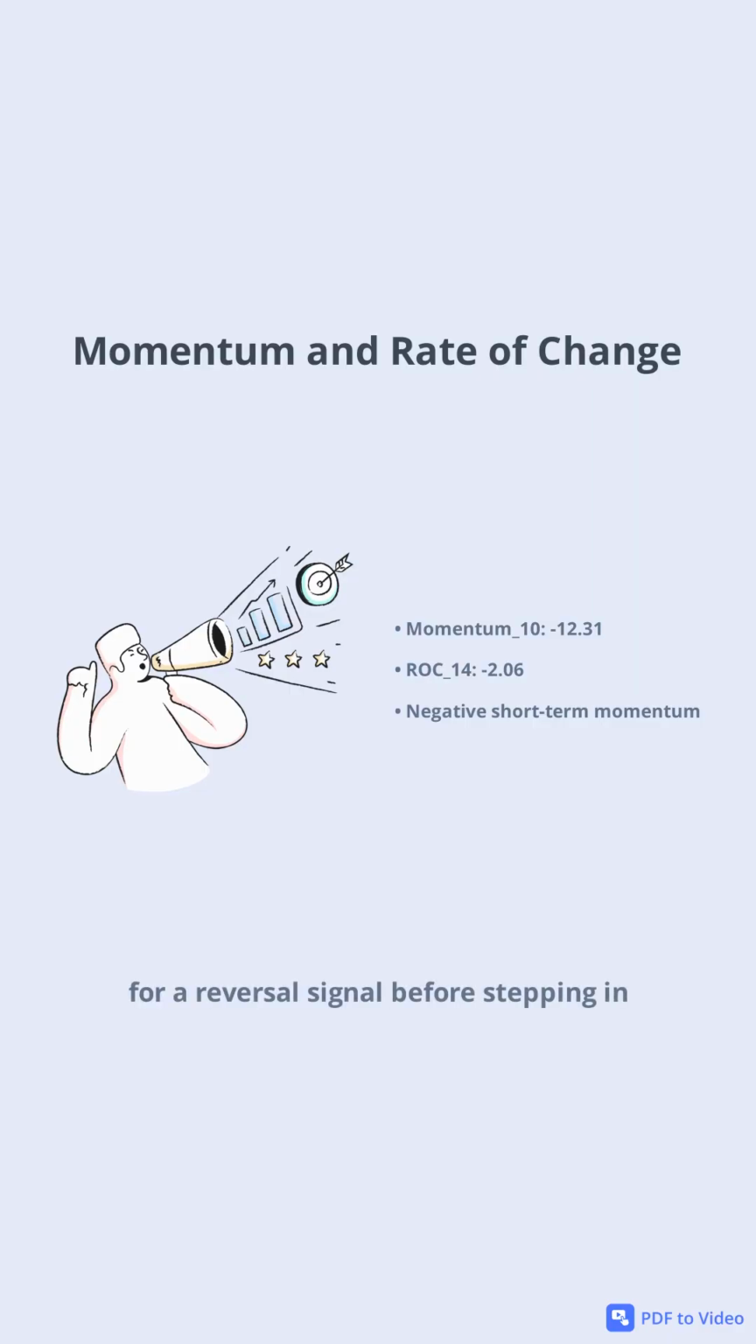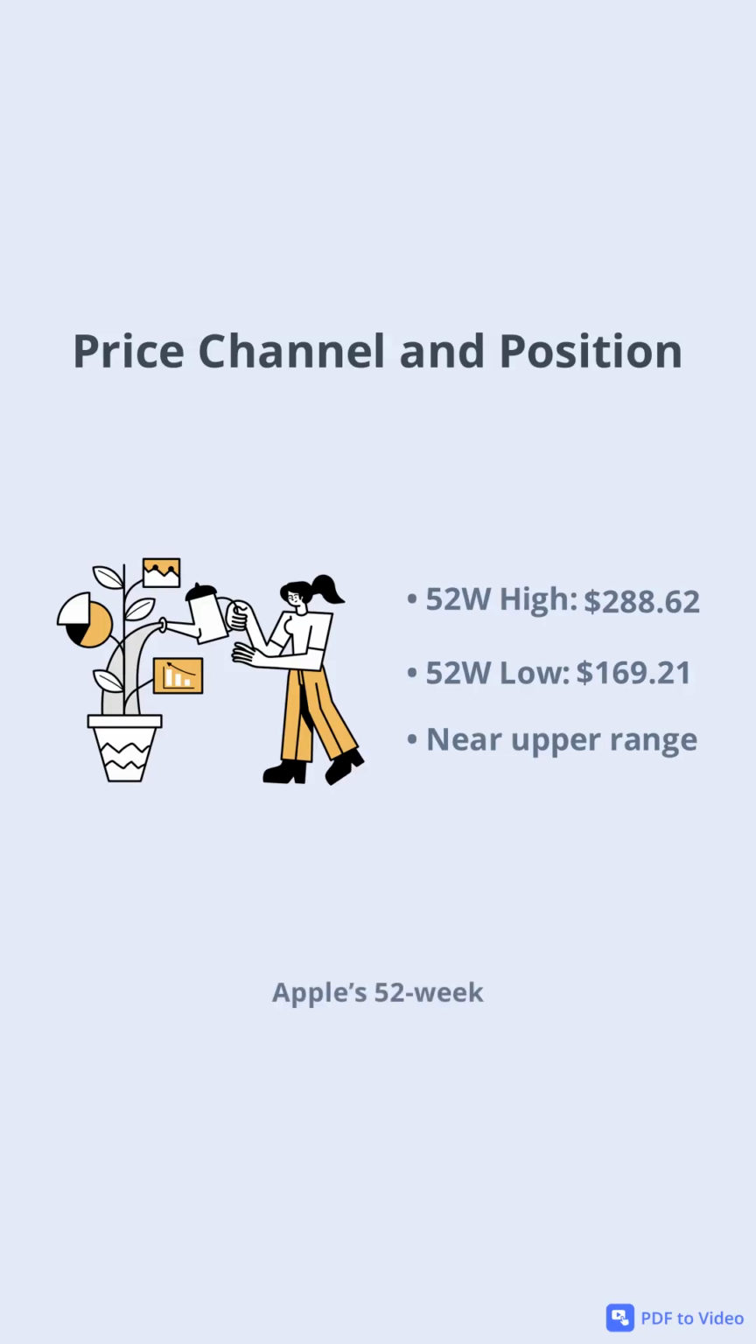Apple's 52-week high is $288.62, and its low is $169.21. The current price is near 86% of its 52-week range, indicating it's trading closer to its highs. This positioning suggests underlying strength over the past year, even if recent action has been weak. Investors often use this metric to gauge whether a stock is extended or has room to run.